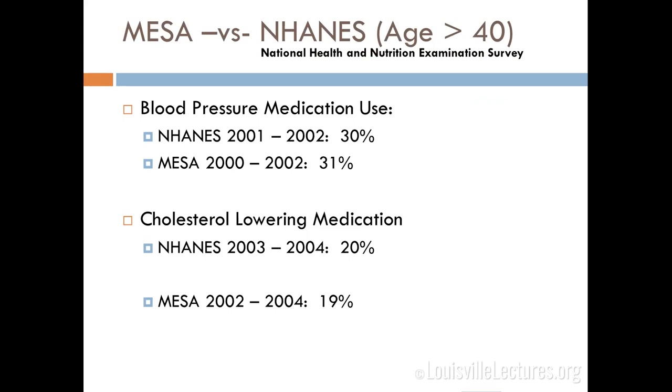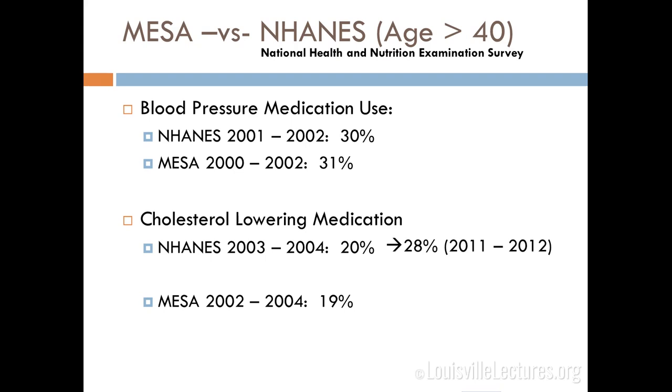Excuse me. Cholesterol lowering medication, NHANES also has data for that. In 2003 and 4 was the first time they collected it. It was 20%. In 2002 to 2004, when we were enrolling, it was 19%. This was actually follow-up exam 1 when we asked. So pretty close. These numbers do go up.